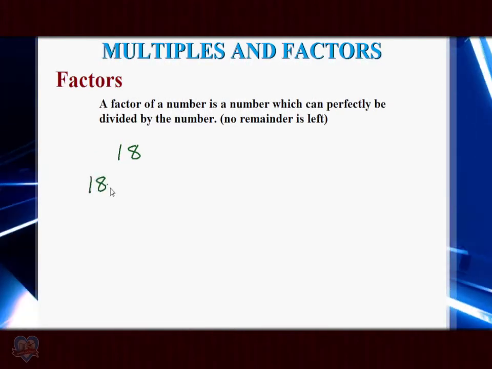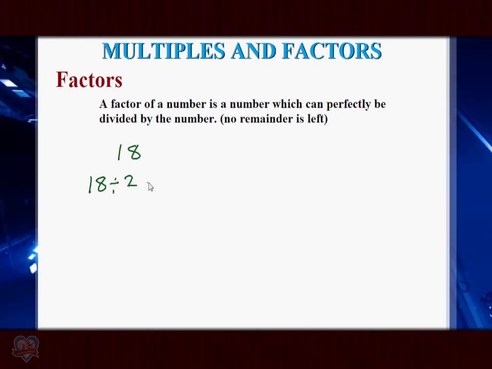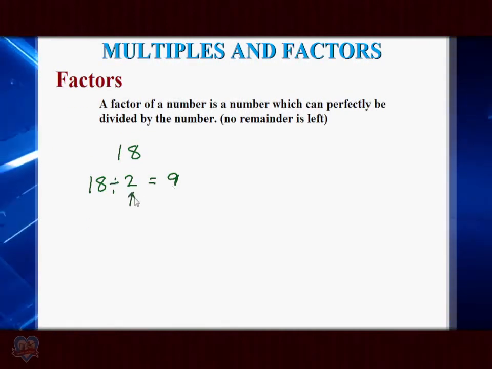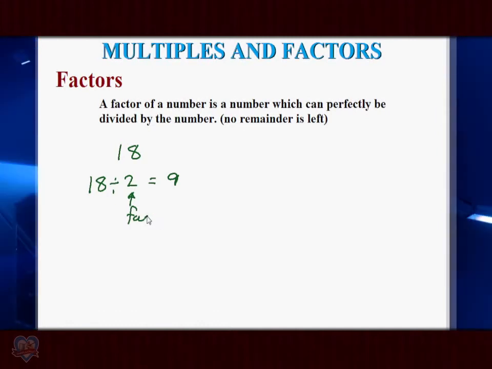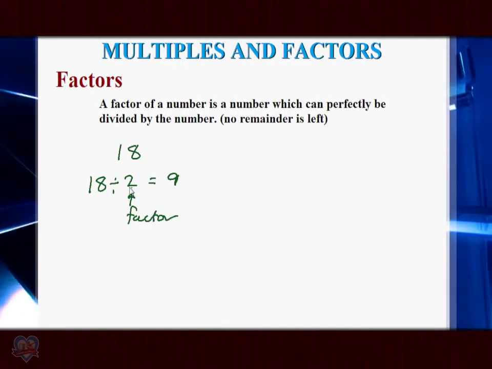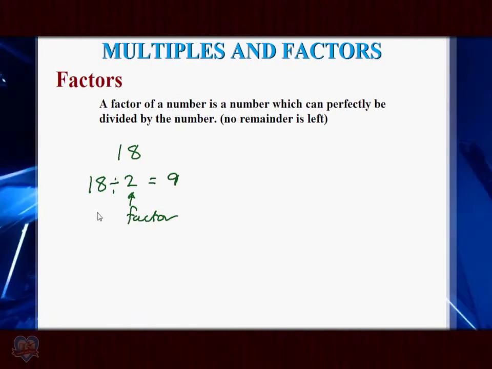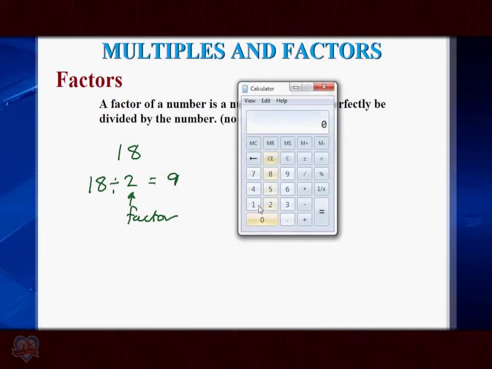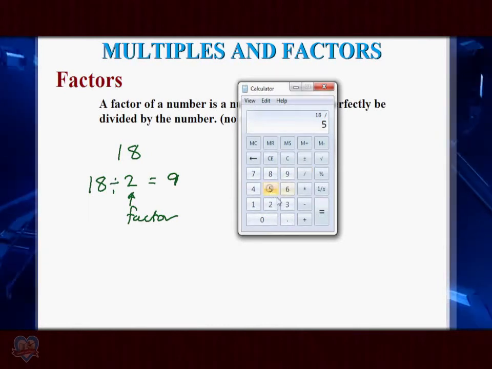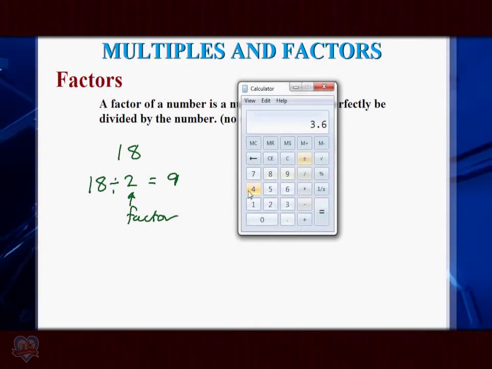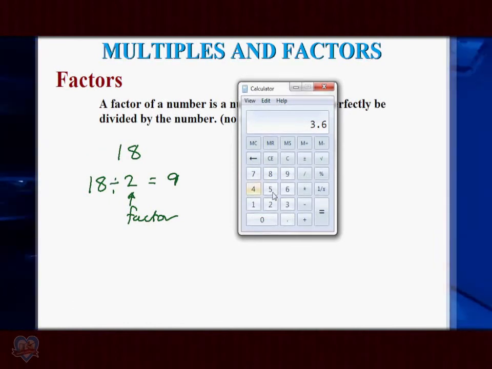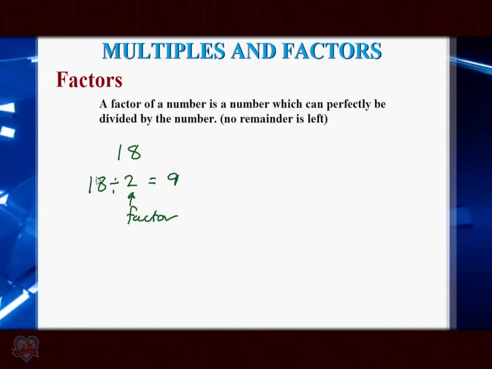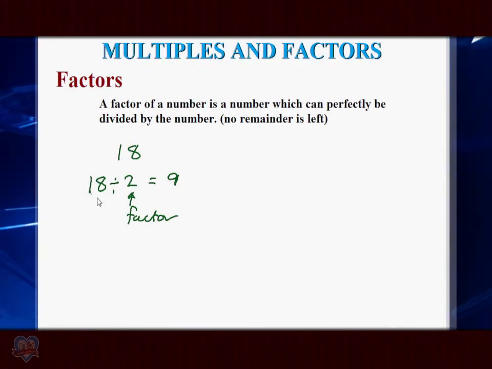18 divided by 2 is going to give me 9. So 2 is a factor because it can perfectly divide 18 and no remainder is left. If you took 18 and you divided 18 by 5, we are going to get 3.6. So 5 is not a factor of 18. The factors of 18 are the numbers which, when we take 18 and divide by those numbers, we do not get a remainder.